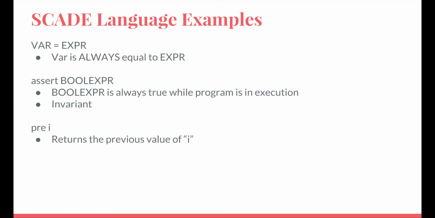And this is a small overview of the language. You have a variable and an expression, and this means that the variable always equals the expression. And then you have this assert variable, which is assert Boolean expression, and the Boolean expression is always true while the program is in execution. So it's kind of like an invariant, and pre-I means returns the previous value of I.